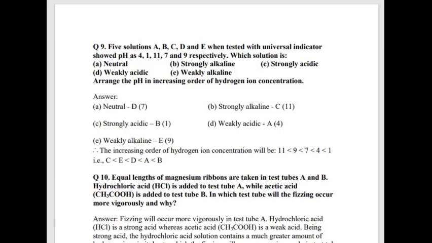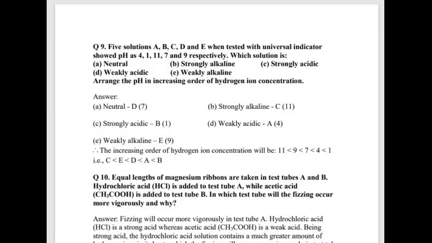Which solution is strongly acidic? The solution having pH 1 will be strongly acidic. Which solution is weakly acidic? The solution having pH 4 will be weakly acidic. And which solution is weakly alkaline? The solution having pH 9 will be weakly alkaline.